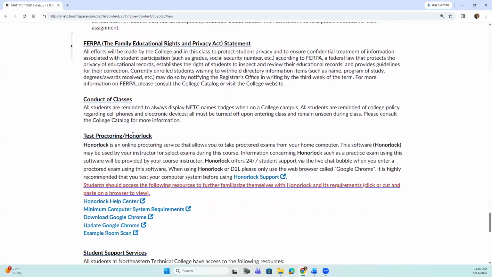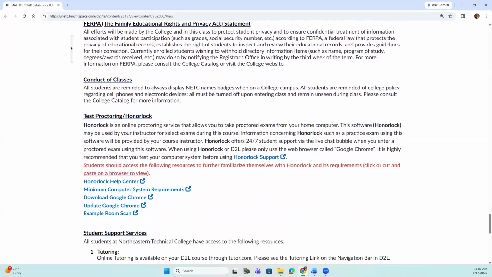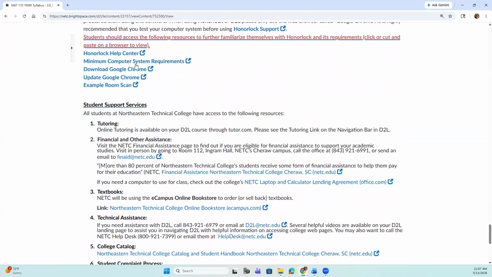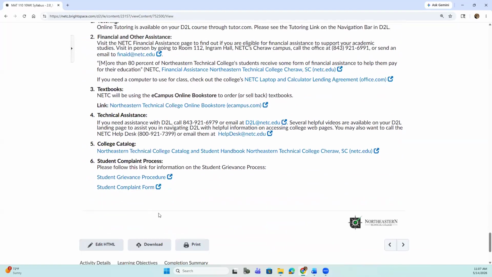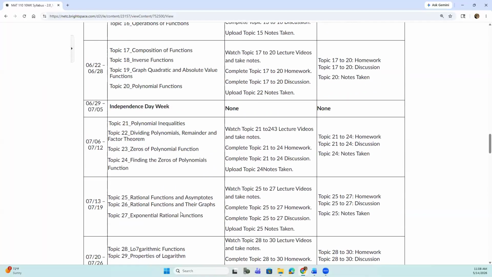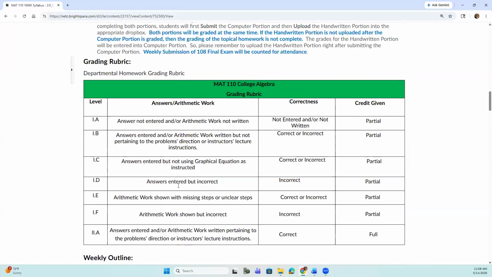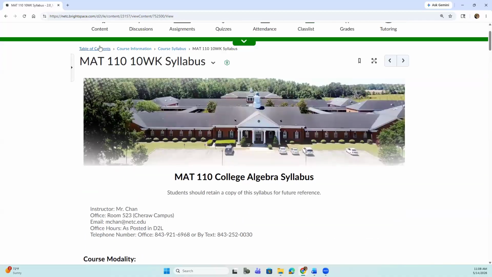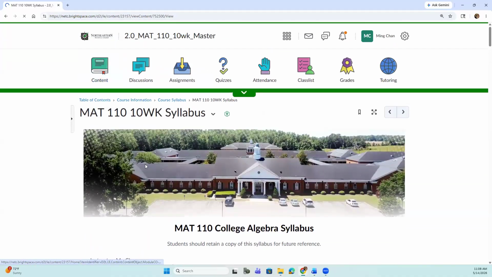All right, so down here are some of the student support services that the college offers, so you can read up on those as well. So let me go over your syllabus quiz real quick. Let's go back to content.